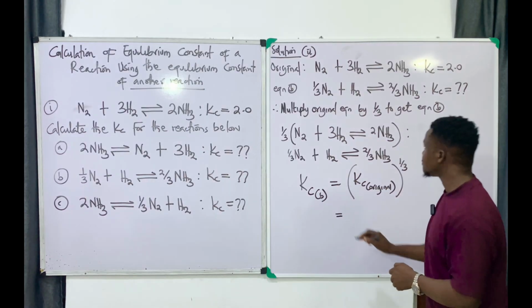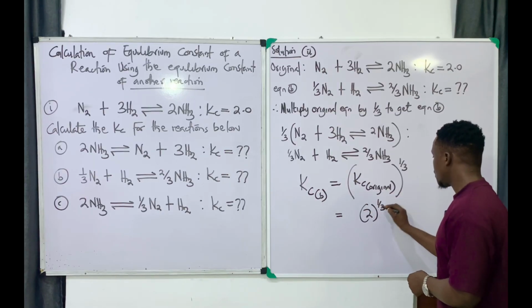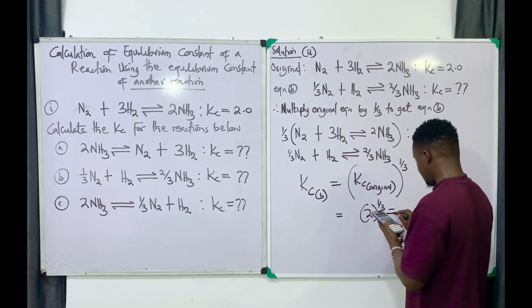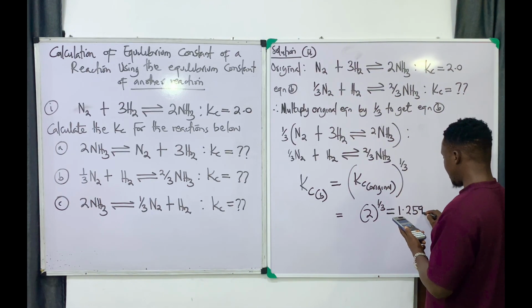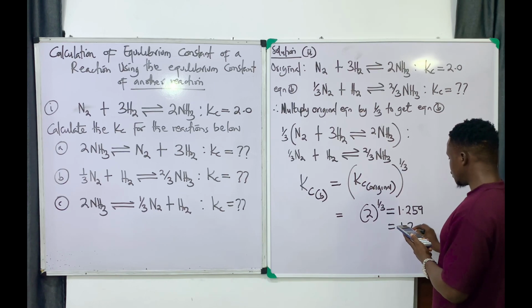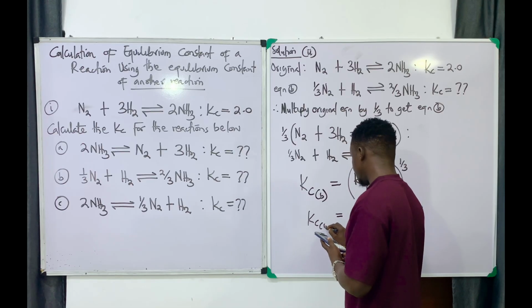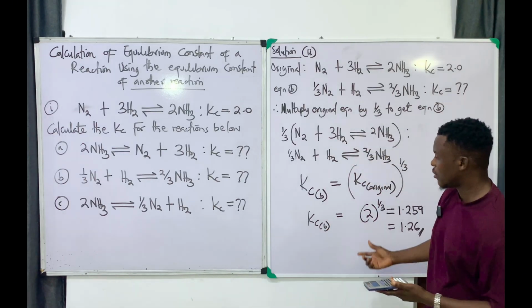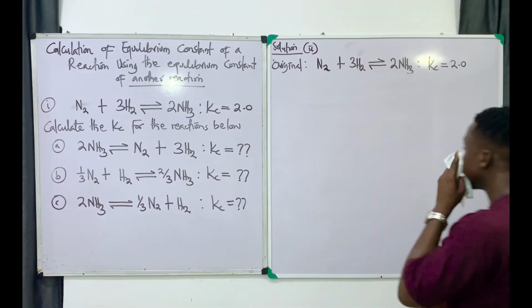So this becomes 2 to the power of 1 over 3, which is 1.259, approximately 1.26. So that is how we got the Kc of B.